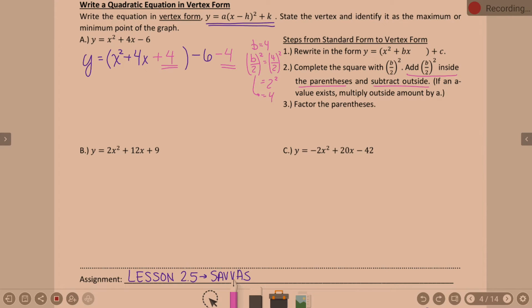Yes? So when we subtract the 4 on the outside, can we just go ahead and clean it up? You can if you want. I don't do that when I'm teaching because I want it, when you write it in your notes, to be able to see what we did. But yeah, you can clean up whenever you want.